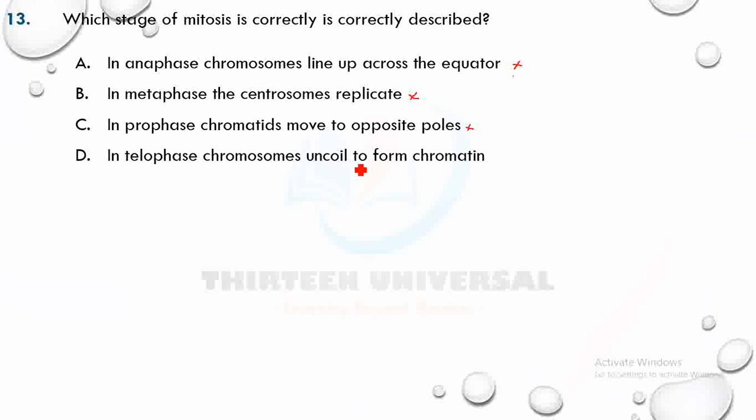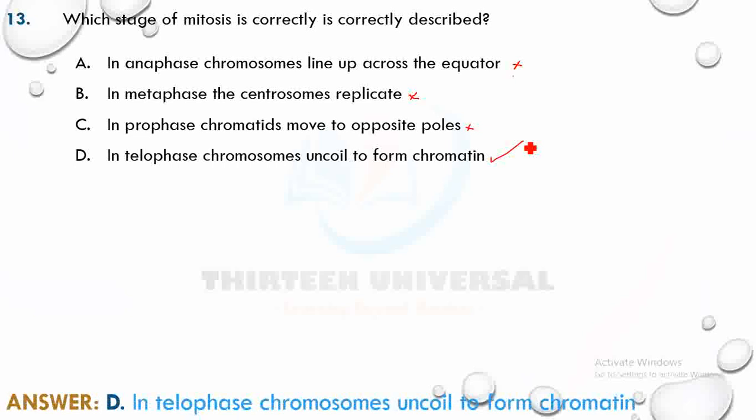In telophase, chromosomes uncoil to form chromatin. Yes, they uncoil. Remember that part of what happens in telophase is the opposite of what happens in prophase. In prophase, they coil up, but in telophase, they uncoil. So the answer is D.